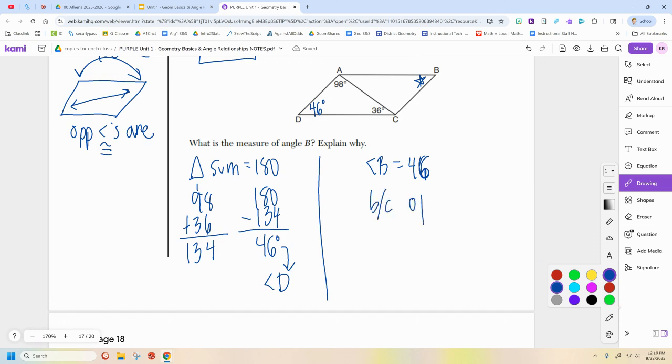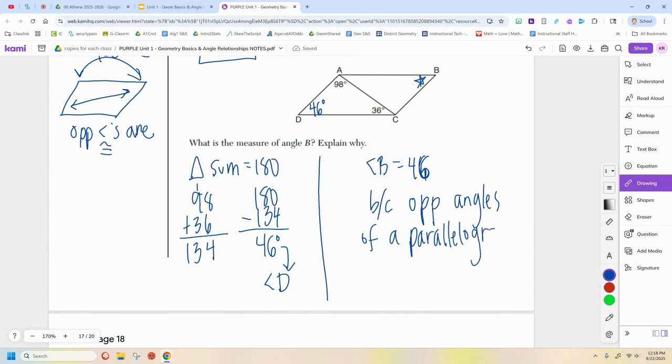Because opposite sides on a parallelogram are congruent. So that's true, but now opposite angles. There we go. Opposite angles of a parallelogram are congruent or are equal.